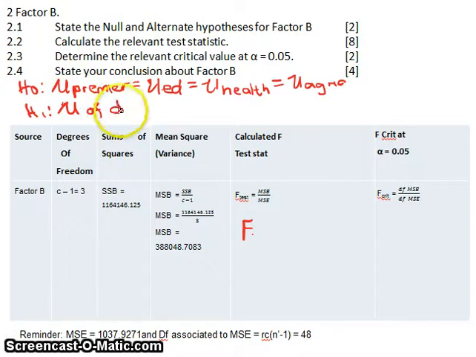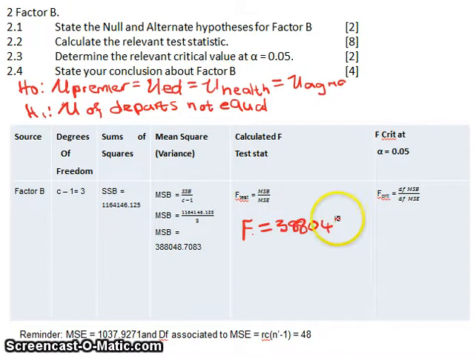of departments not equal. And then my F statistic, MSB is 3.88048. Excuse my handwriting, it's a little bit difficult on the graphics tablet. And MSE is 1037.